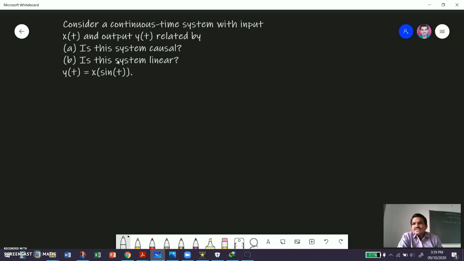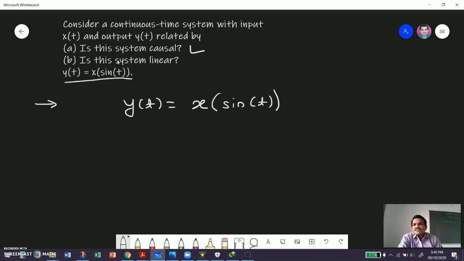So y of t has been given. I'm rewriting it: y of t is equal to x of sine of t. This is the equation, and we have to identify whether the system is causal and whether the system is linear or not. Let us solve it.